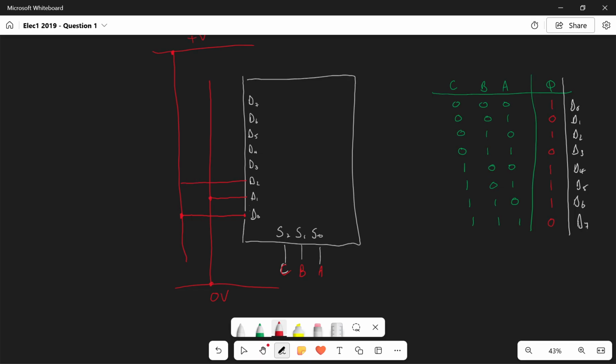D2 is high. D3 is low. Remember to put your dots because you've got lines crossing here. D4, 5 and 6 are all high. And D7 is low. And that completes our multiplexer and question 1.